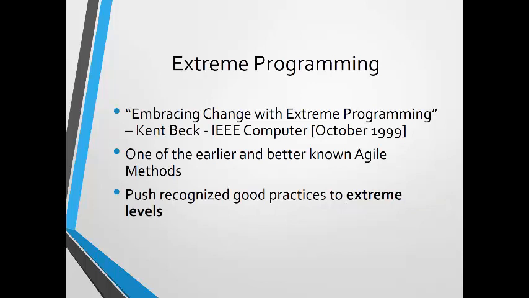So one version of Agile software development is something known as extreme programming. This originated with an article by Kent Beck called Embracing Change with Extreme Programming. And actually, we'll talk about the Chrysler project that kind of kicked it all off. It's one of the earlier and better known Agile methods. And the idea was to recognize good practices to extreme levels.